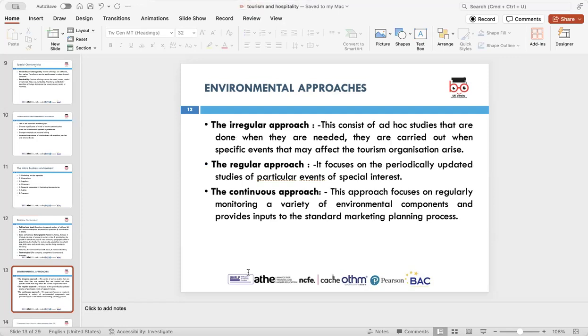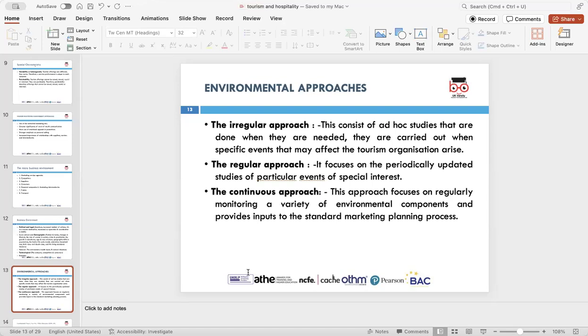To effectively understand and respond to its environment, the tourism industry uses various environmental analysis approaches. The irregular approach involves conducting studies only when specific issues arise that may affect the organization. These studies are generally ad hoc and address immediate challenges or opportunities.